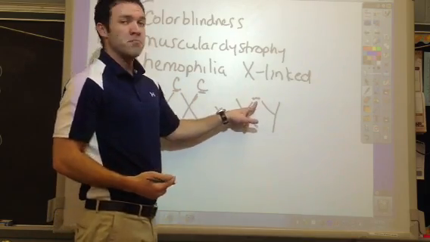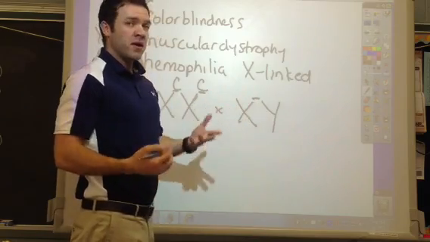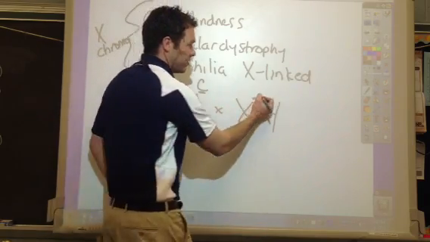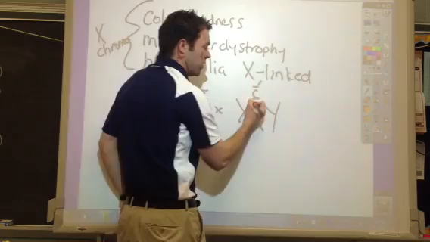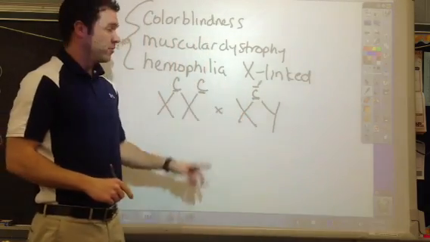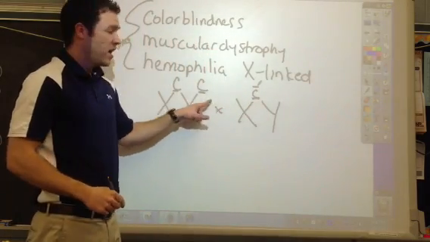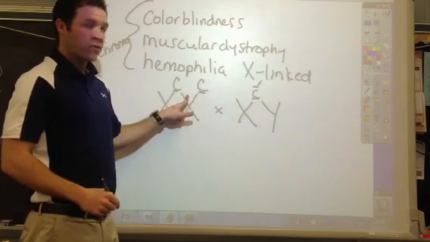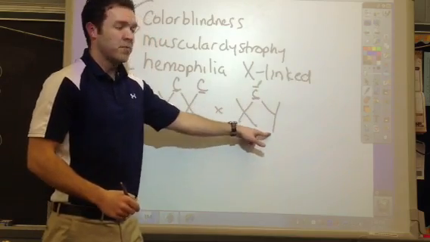If I cross that with a male, maybe the male has colorblindness. They only get one allele because they only have one X chromosome. So this is what it would look like. This is a homozygous normal female. This is a colorblind male.